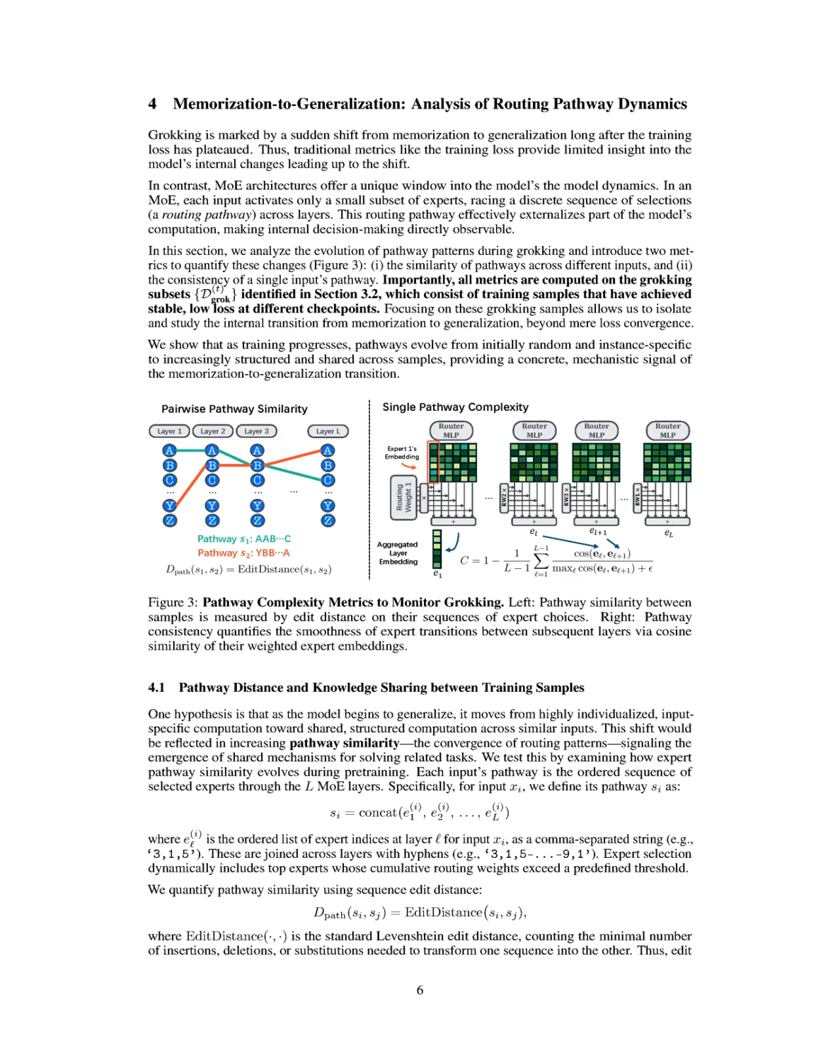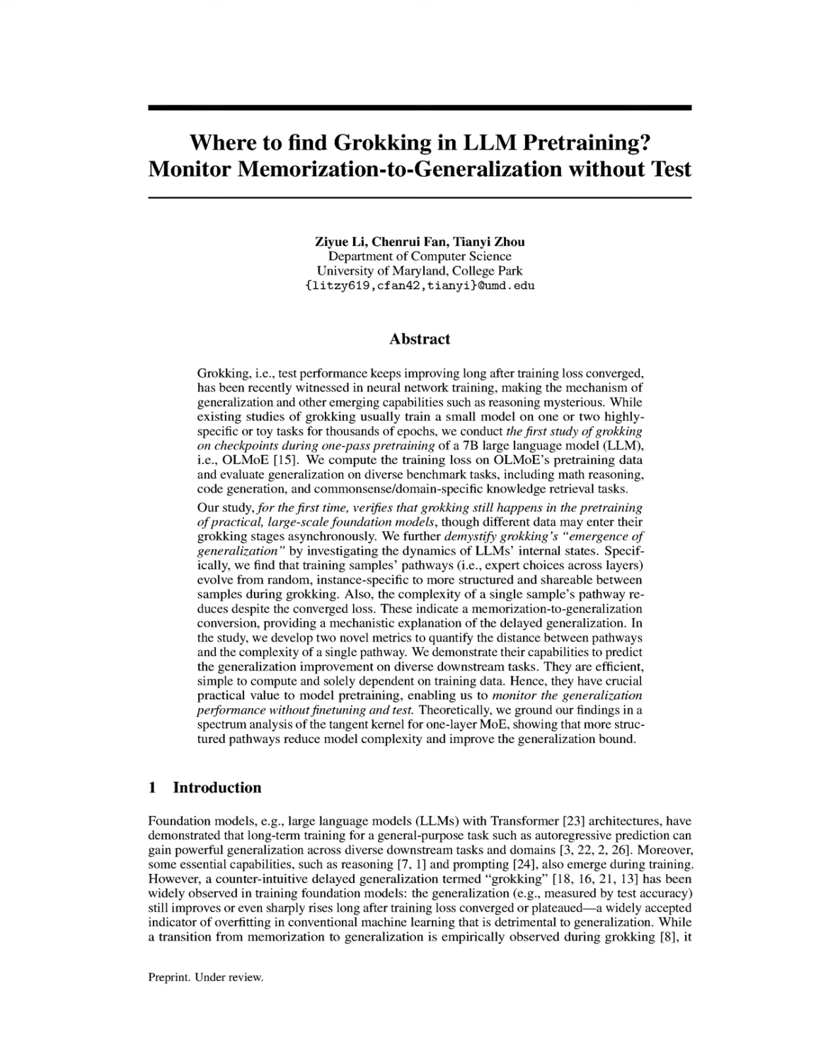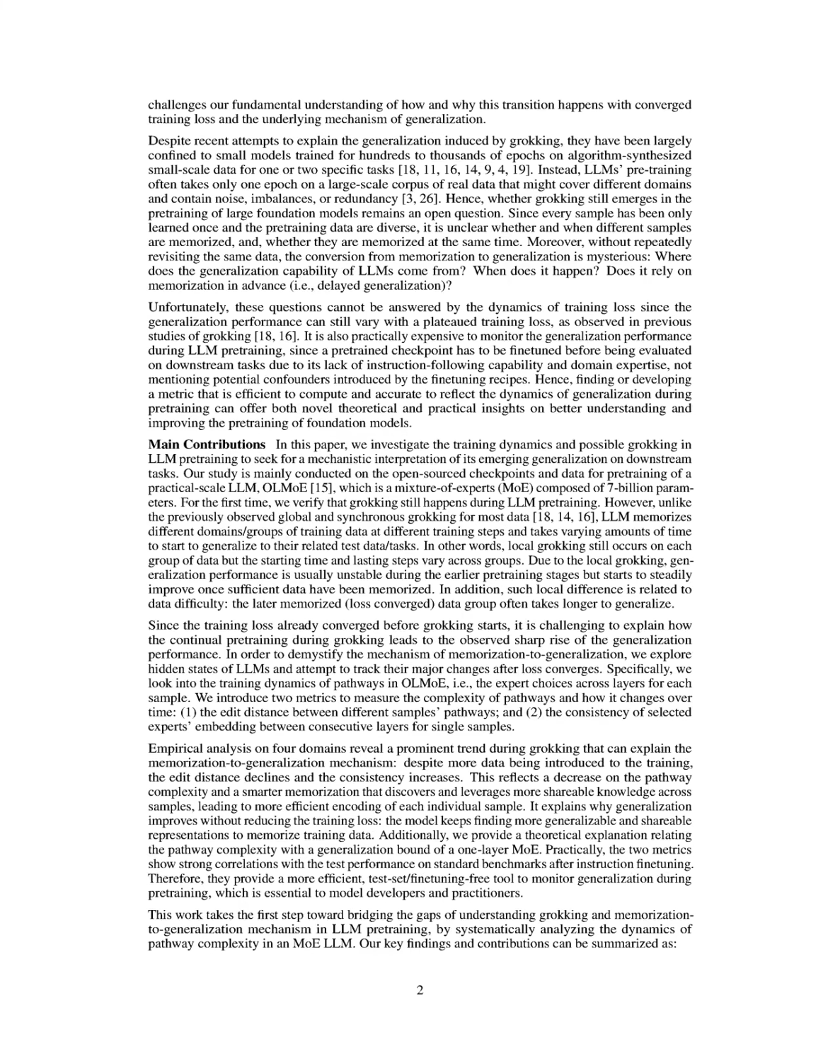Our findings revealed that as training progresses, the model's internal pathways evolve from individualized to increasingly structured, indicating a shift towards shared knowledge and better generalization. Notably, we established strong correlations between these metrics and test performance, highlighting their utility as reliable indicators of generalization readiness. This work enhances the understanding of grokking by elucidating the internal mechanisms that facilitate the transition from memorization to generalization, challenging the reliance on traditional loss metrics and providing practical tools for monitoring LLM training dynamics.